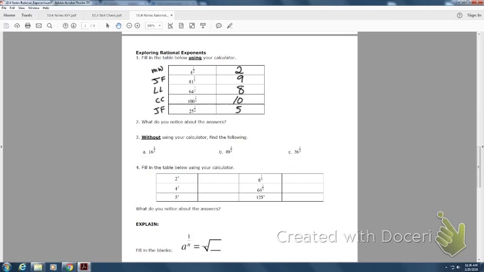If you want to use the words that I said, that's fine. Raising a number to the power of 1/2 is the same as taking the square root of that number.